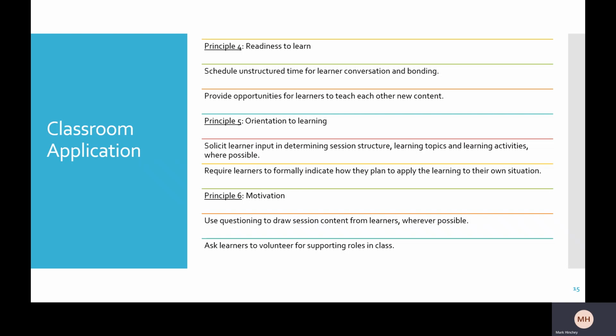Yes, we want to make information explicit to the student. We can do that when we know where they're coming from. To know where they're coming from, we need to ask questions. So why not require learners to formally indicate to you by asking them how they plan to apply their learning to their own situation? Principle 6, motivation.